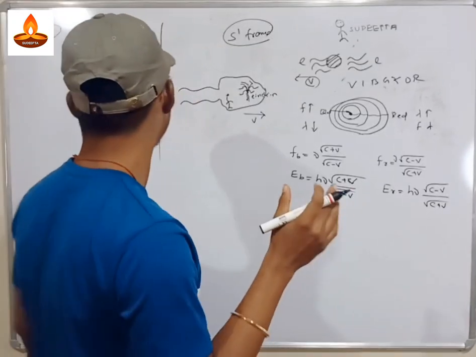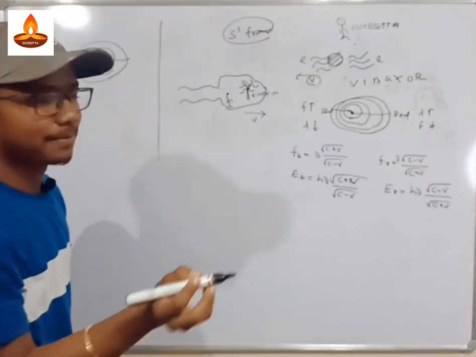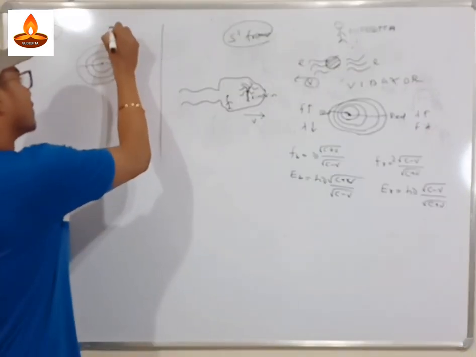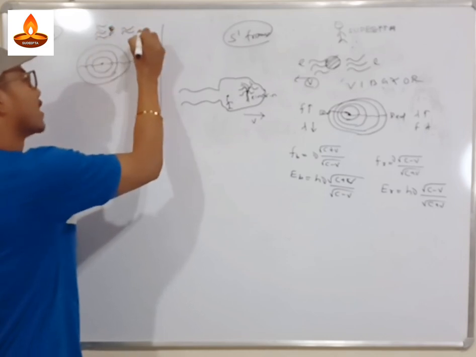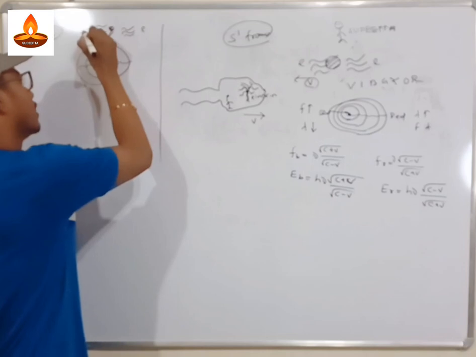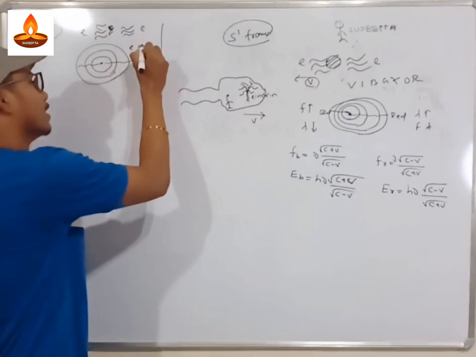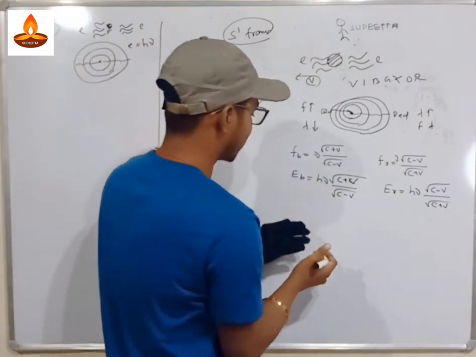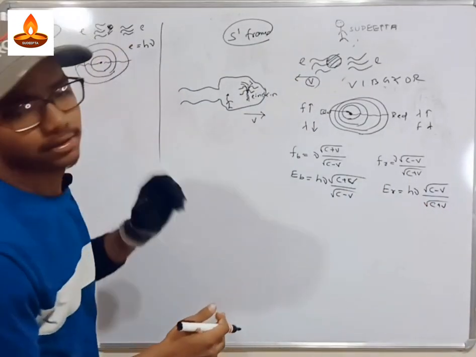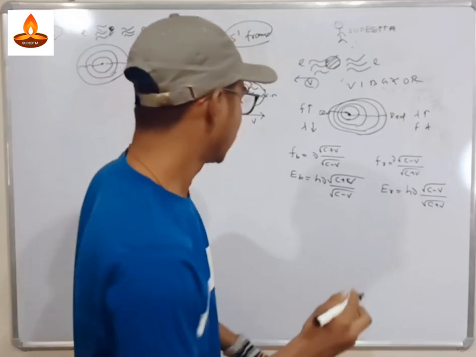Oh, h nu means something happening in the S frame. There is something happening. That was the atom. That is a radioactive atom, and it emits some energy. Let's say that energy is small e. And we know from Planck's equation that E is equal to h nu, so we can replace h nu with small e.